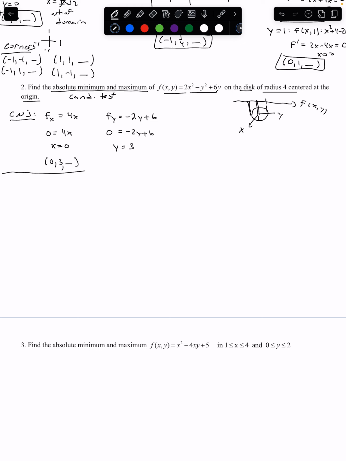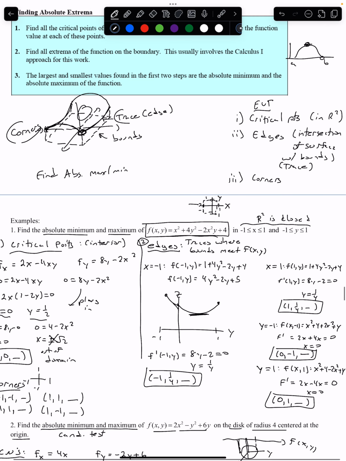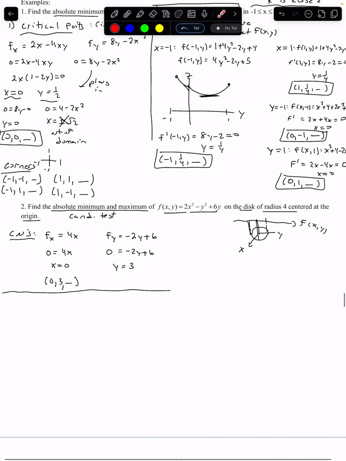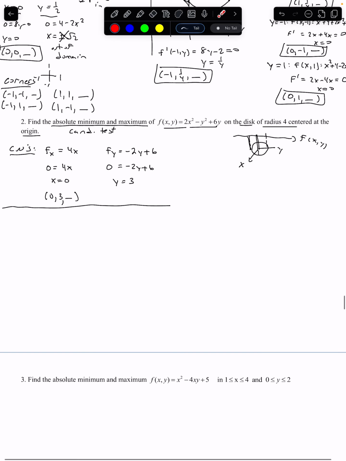Next, after we get the critical numbers, remember from our previous video, we have to look at the edges themselves. Going around, we have to look at that edge. That's the intersection of the surface and the bounds of our circle. So next, like I said, we're going to take a look at the edges. And again, the edges is the trace, that intersection of that circle, our bound, with the function.